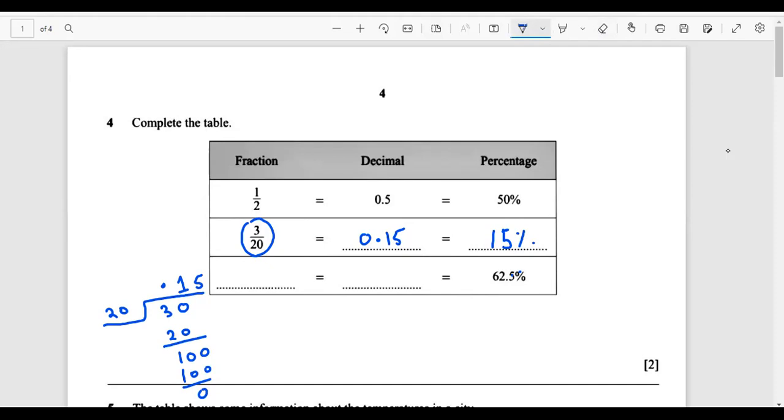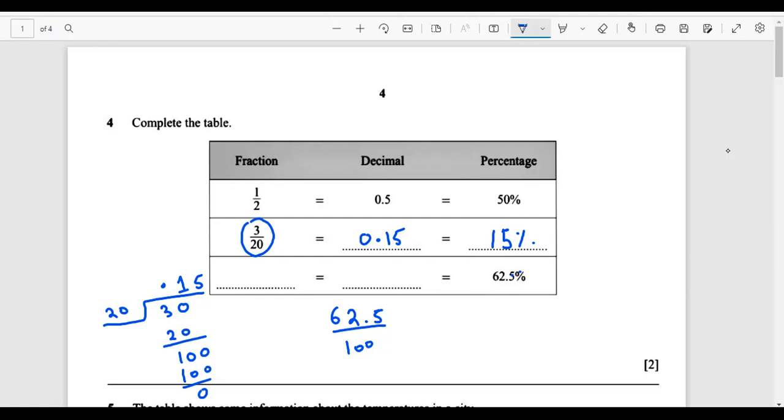The last part is converting a percentage to a fraction or decimal. It's very, very easy. Okay, I'll tell you. I can write down 62.5% like this. If you have a number and if it is coming as a percentage, so you can write it down this way.